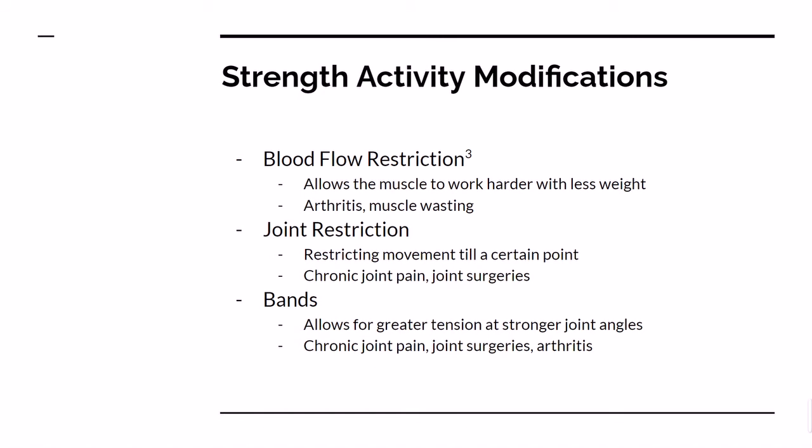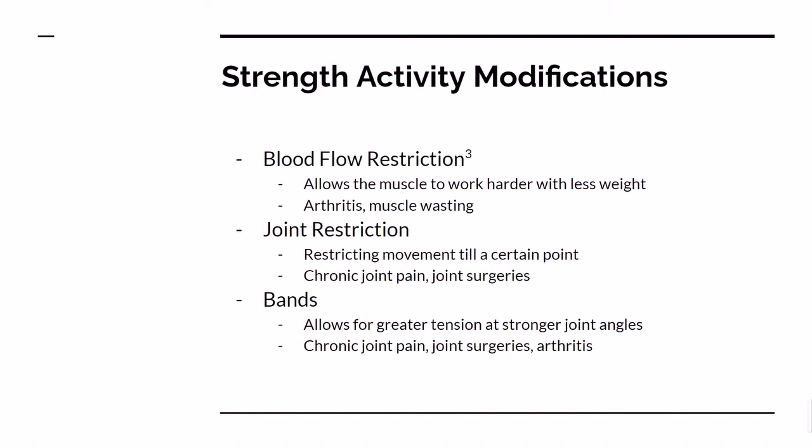We typically see these being used with like arthritis patients and muscle wasting patients, because it allows the person to still work the muscle significantly harder without using the joint nearly as much. You also have joint restrictions, such as like using a board on a bench press, or doing like a floor press instead of a regular dumbbell press. These are going to restrict movement past a certain point. You'll generally see these with like chronic joint patients and joint surgeries, where the person isn't able to use their full range of motion just yet.